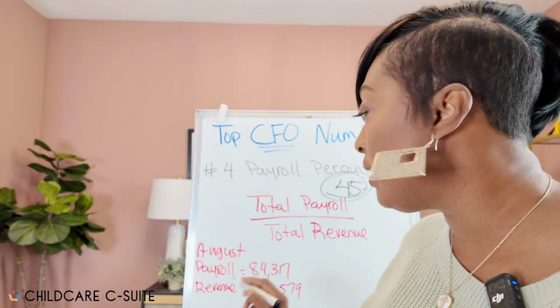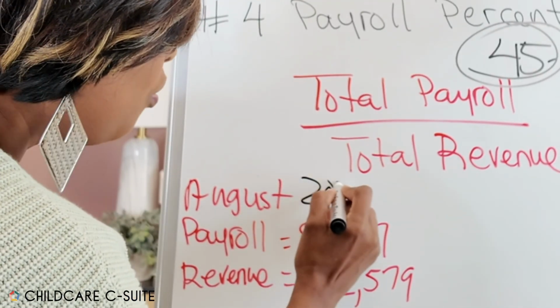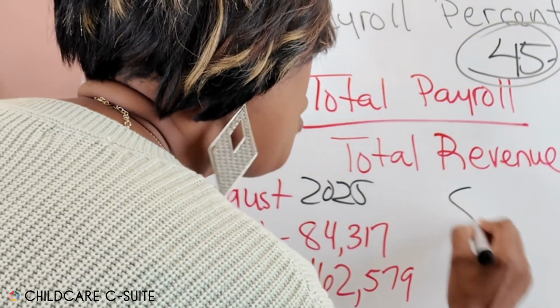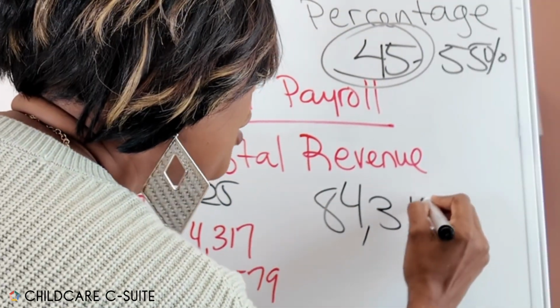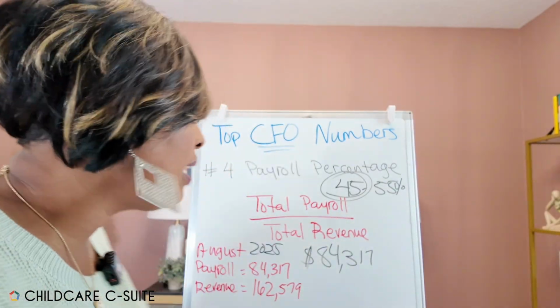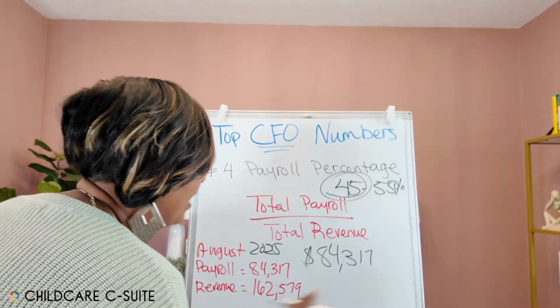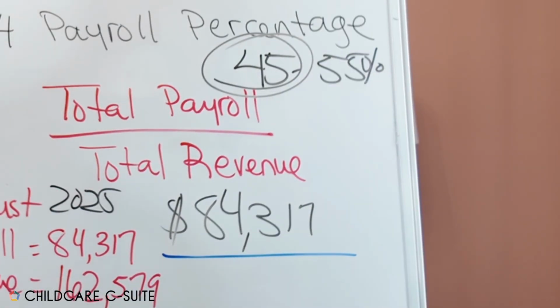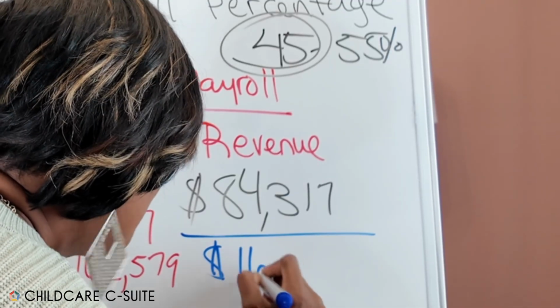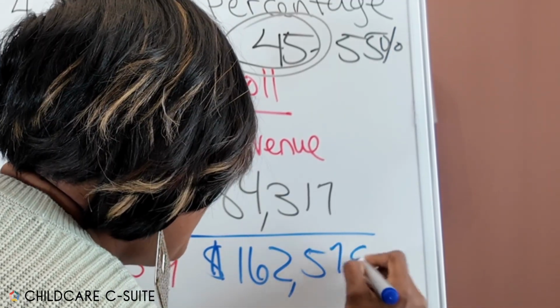For the month of August, in 2025, just last month, my payroll was $84,317. That's my total payroll for the month of August. Now I need to divide that by my total revenue. How much did I bring in? I brought in $162,579. Now, that does not include our VPK dollars. That is strictly private pay.